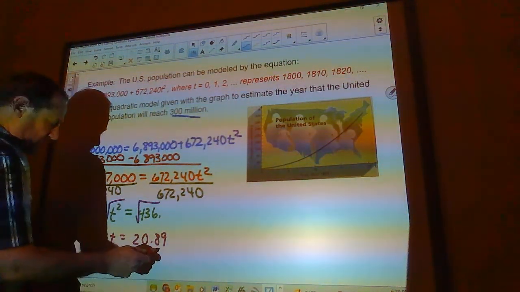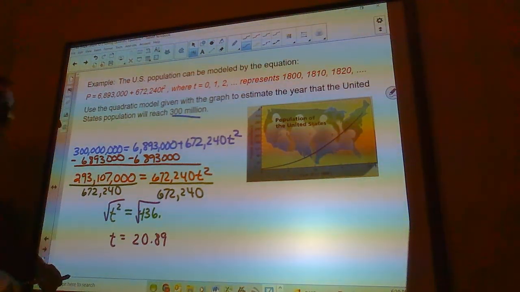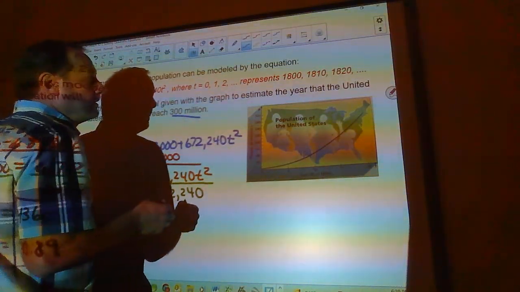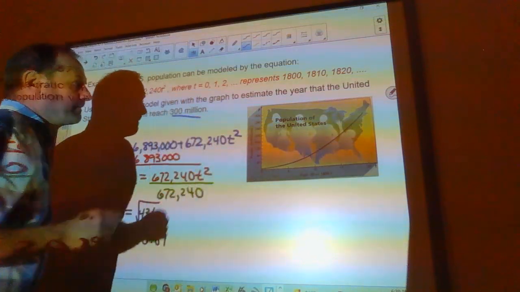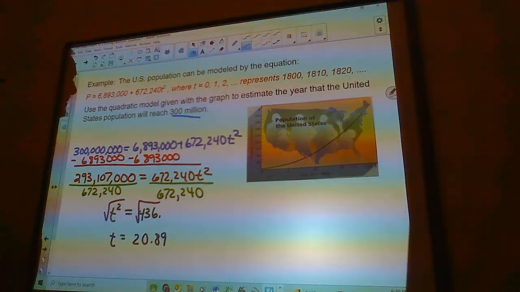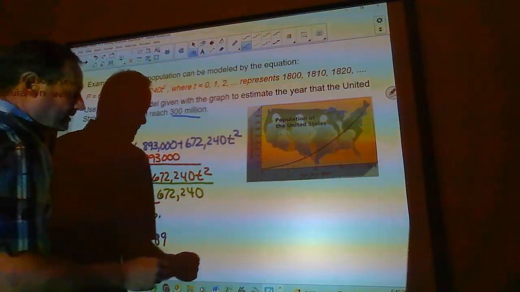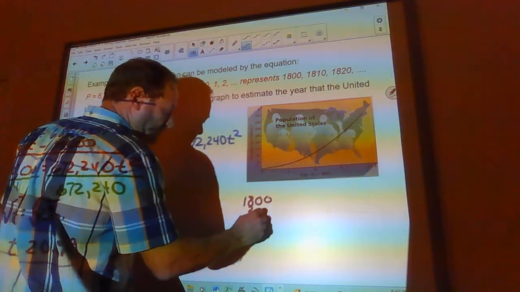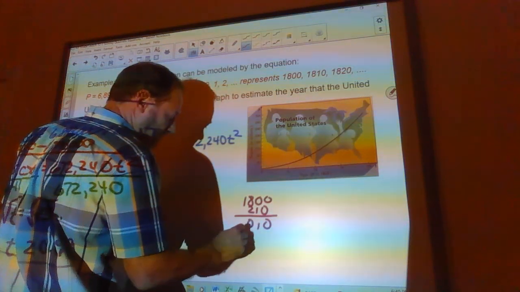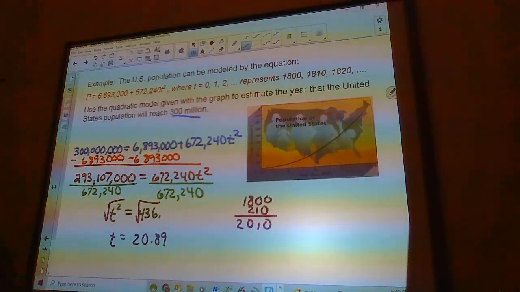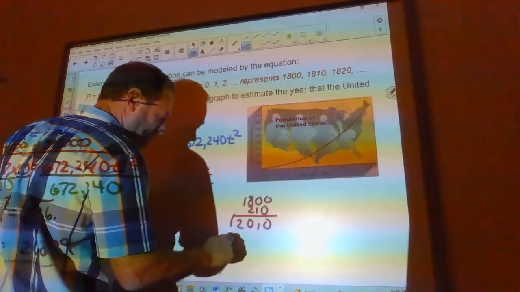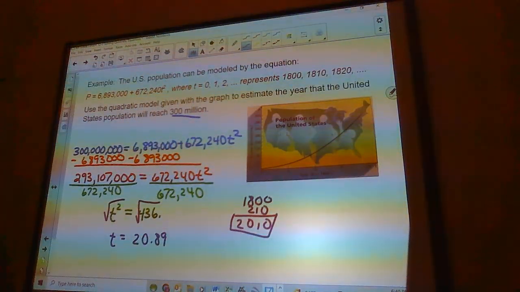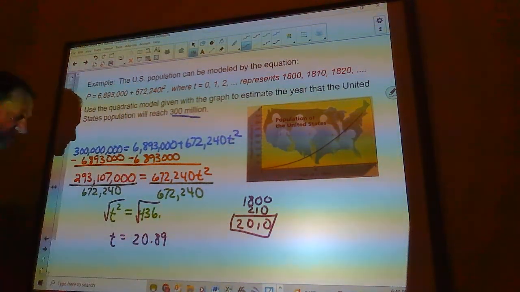Okay. So this is going to be about the 21st decade. Well, what's the 21st decade? Well, that's when this would be 21, which is about 210 years to 1800. Okay, so 1800 plus 210 years, it's going to be about 2010. And you know what? That's about what the population was in 2010. Okay. Now, make sure you know this is not your answer. This is your answer.